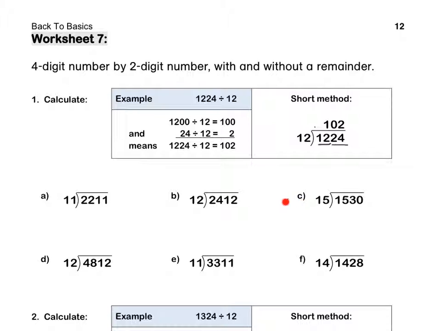Let's look at C. 15 can't fit into 1, but 15 fits into 15 once. 15 can't fit into 3, so we write down our 0. Now 15 fits into 30 twice. Press pause to complete question 1 by yourself.